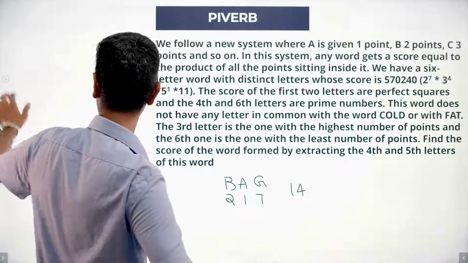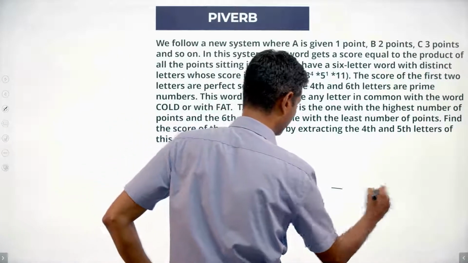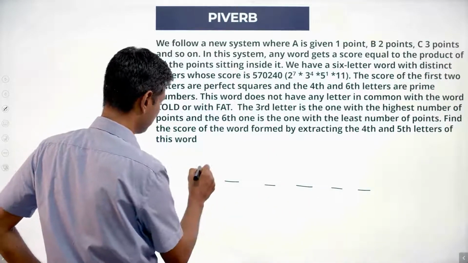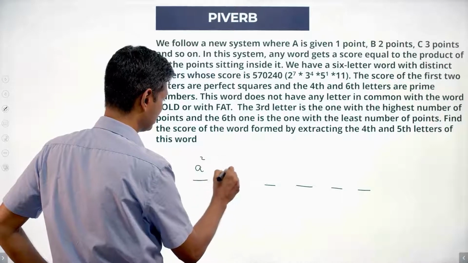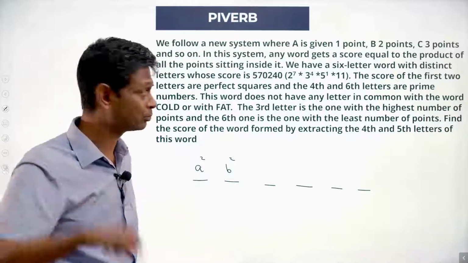Interesting, but I'm already taken in by this. I'm going to attack this. 6 letters, 1, 2, 3, 4, 5, 6. First 2 are perfect squares. So some A square, some B square. I'm not saying A and B, some numbers. They're all different. Right?